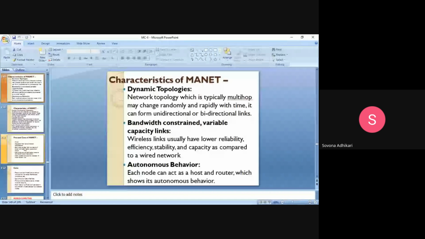The characteristics of MANET we will discuss in the next class.